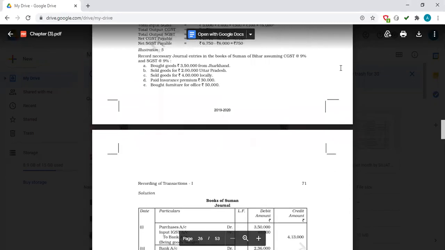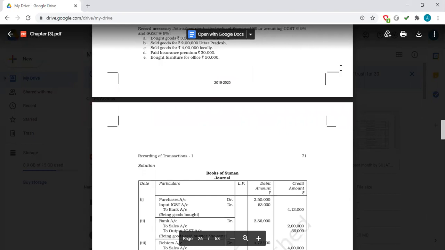You can see purchase account debit 3,50,000, and 18% you will take, not 9%. IGST will be 18%. Total GST is 18%, divided between CGST and SGST half each, so 9% each. IGST is always full, so 18%. So input IGST 63,000 to bank 4,13,000. Is it clear?